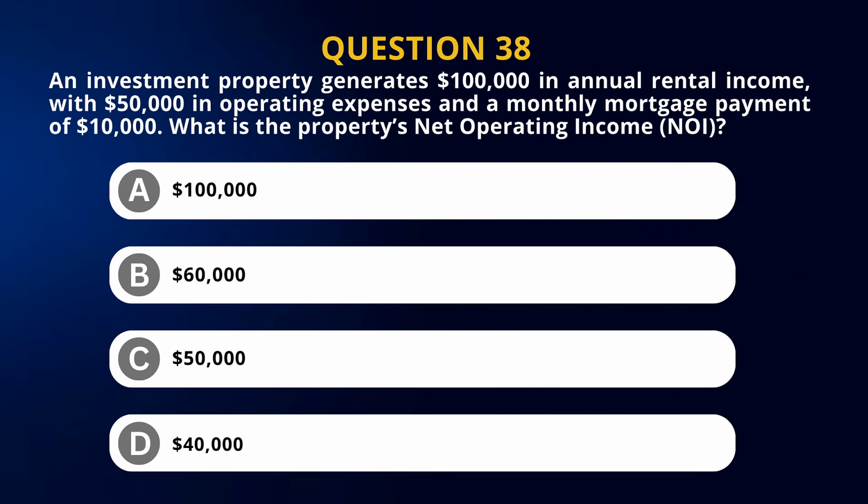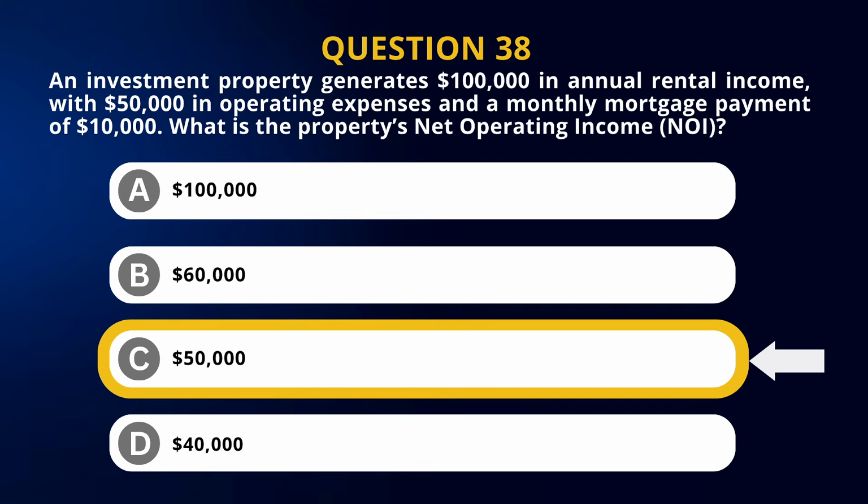Question number 38. An investment property generates $100,000 in annual rental income, with $50,000 in operating expenses and a monthly mortgage payment of $10,000. What is the property's net operating income, or NOI? Letter A, $100,000. Letter B, $60,000. Letter C, $50,000. Letter D, $40,000. And the answer is letter C, $50,000.